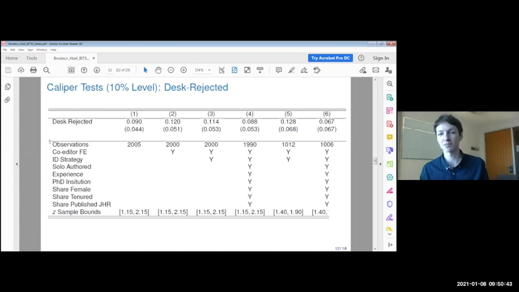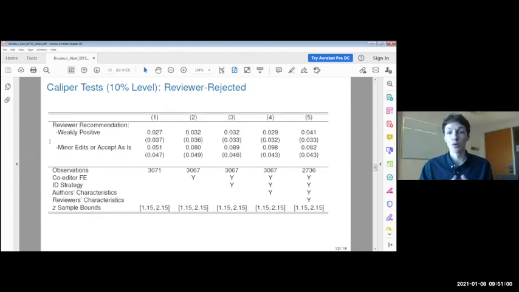Of course, we cannot measure the quality of a paper. So here we're trying to do that. We're trying to proxy by including as many variables as we can from the author's CV. You can make the window tighter. This is what we do in column 5 and 6. The results are very similar. This is reviewer rejected.